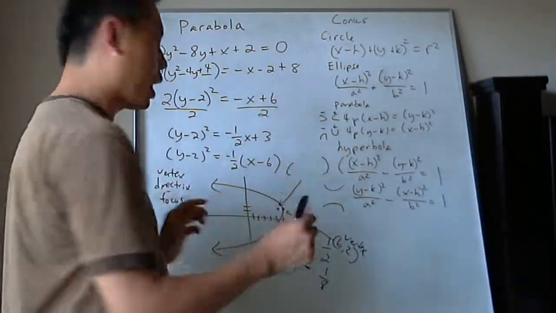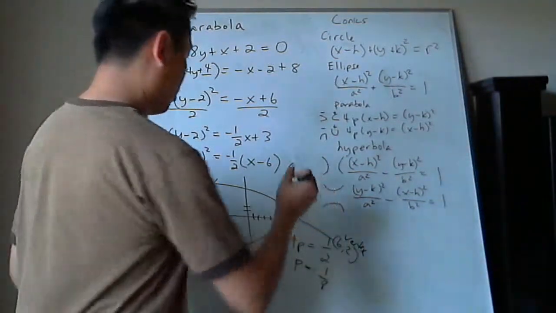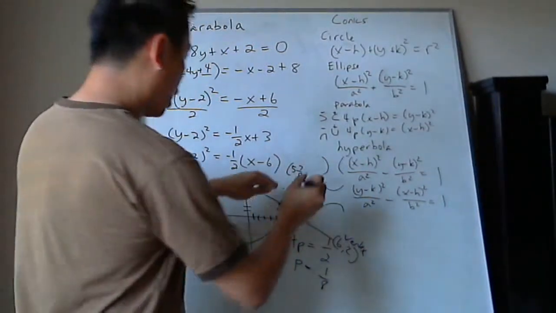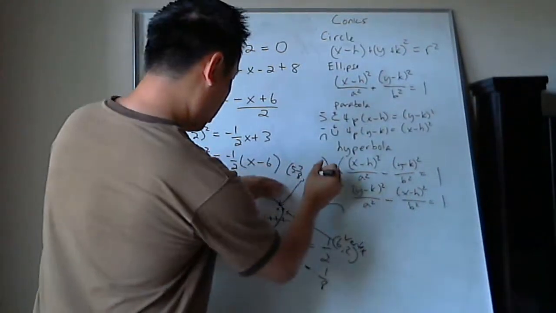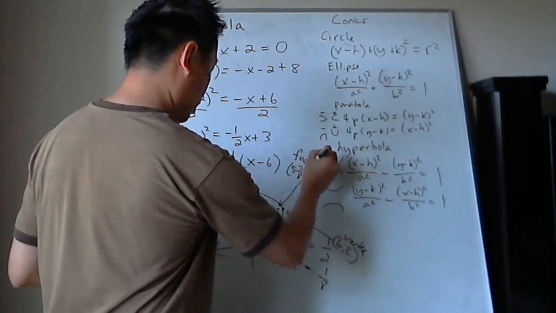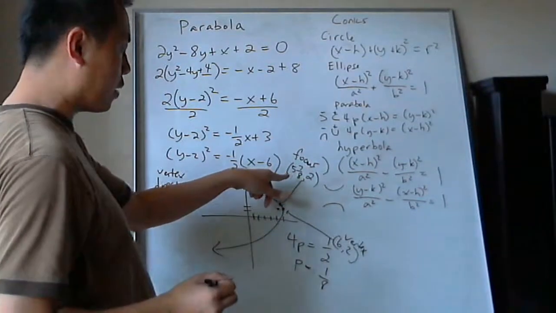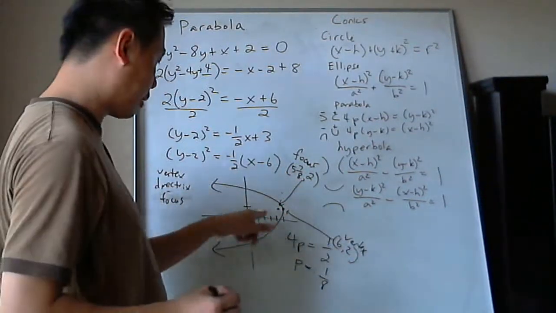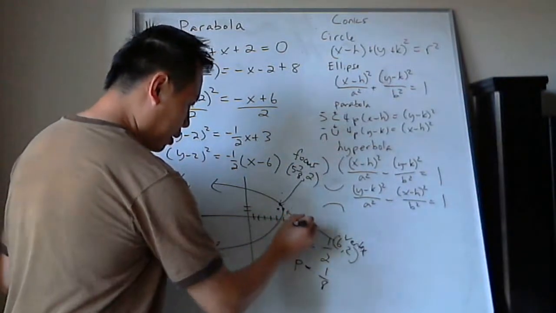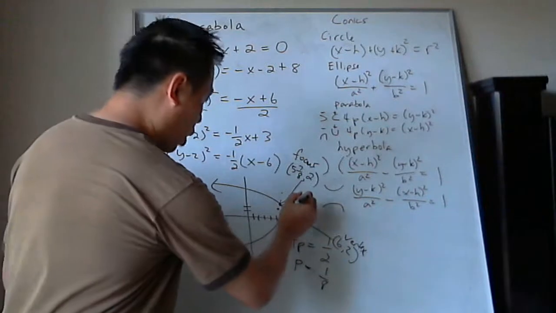So 6 minus 1/8 would be 5 7/8 about, right? Comma 2. So that's the focus. So the focus is going to be 5 7/8, comma 2. The vertex is 6, comma 2. Now where's the directrix? Well, directrix is always outside of the parabola. So it'll be right here about.